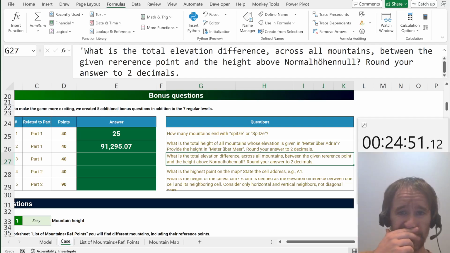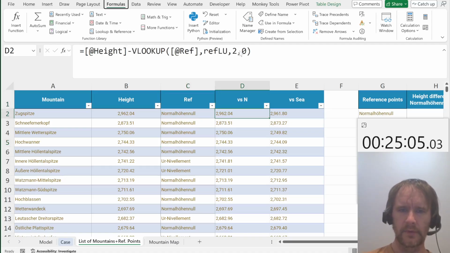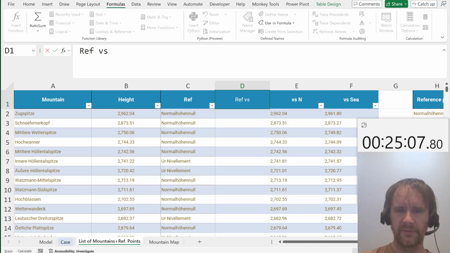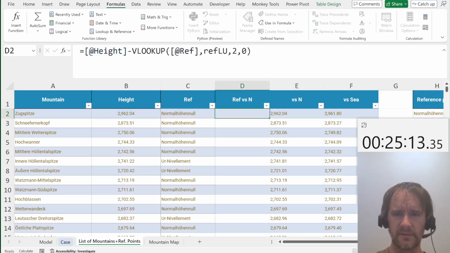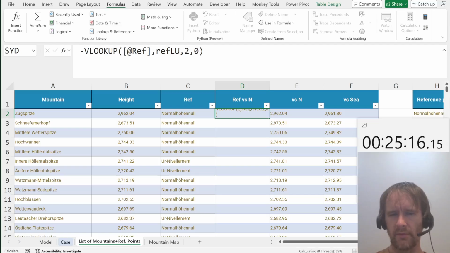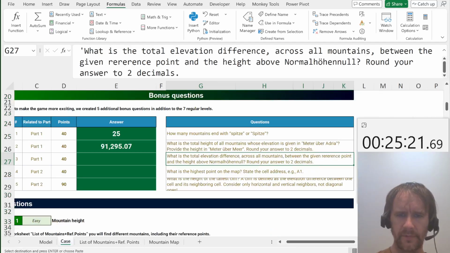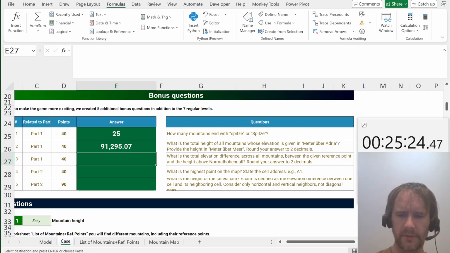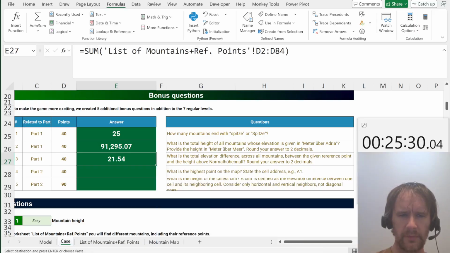Okay. The total elevation difference across all mountains between the given reference point and the height above normal. Then I want ref versus n. I think that just means this. Or should it be the positive of that? I have truly no idea. Round to 2 decimal places. Okay, so we'll paste with sum. And then I think I have a wrap with round.